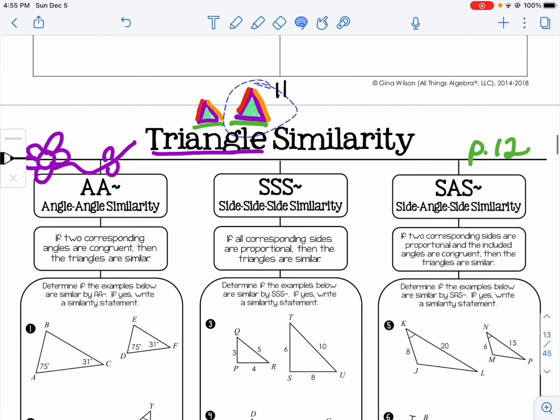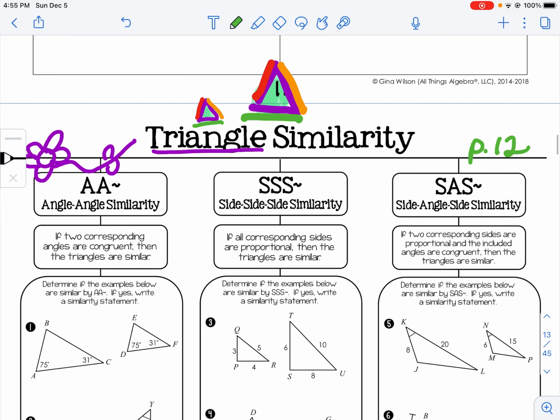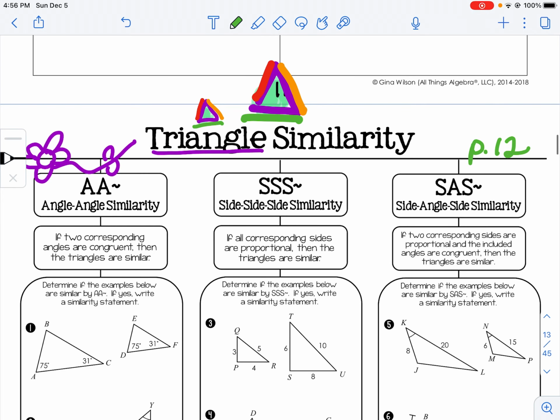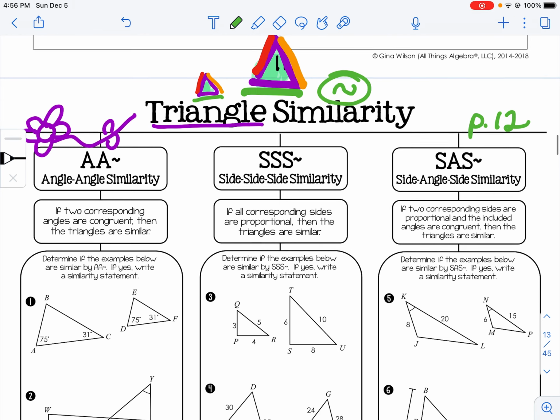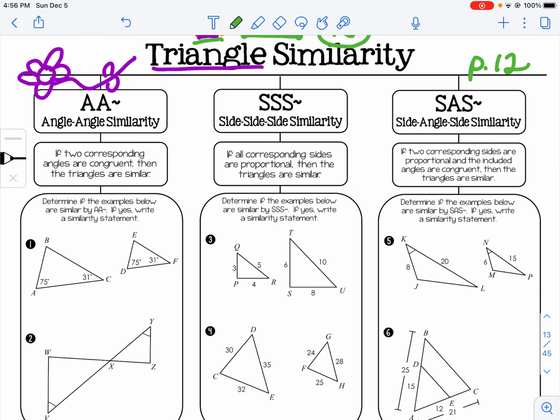So if you guys remember, we learned last week that two shapes are similar if they're the exact same shape but different size, right? So remember our symbol for similarity, if you can write that on the top. Today we're going to learn three shortcuts, and we're going to talk more about them in next class.